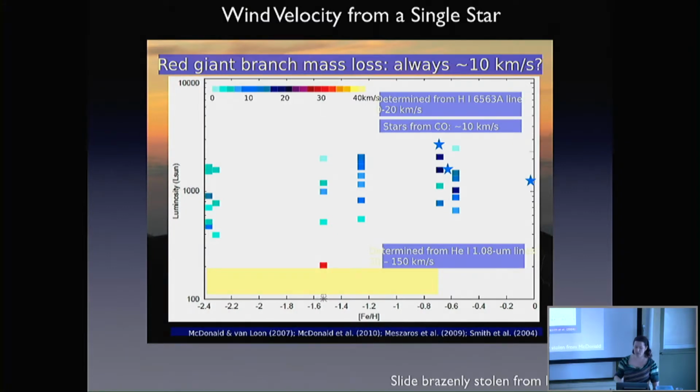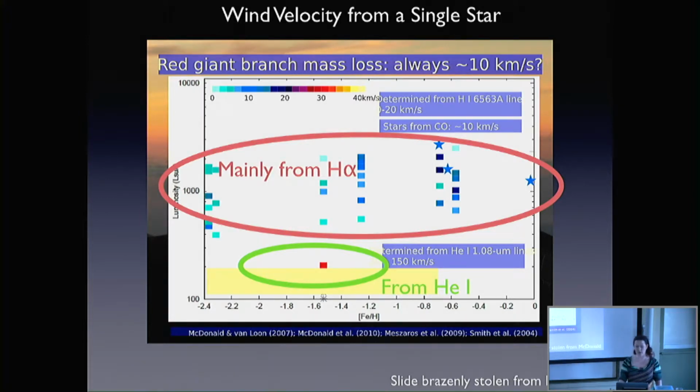So, okay. Usually people say, along the AGB and RGB branch, the wind velocity from these things is on the order of 10 to 20 kilometers a second, right? And so here's a slide that I've brazenly stolen from a talk by McDonald. And you can see the different colors are for different wind velocities. And so you have things in blue. So these things are 10 to 20 kilometers a second. And that's from mainly H alpha measurements. And then from helium-1 lines, we have something a little bit higher, more like 40 kilometers a second.